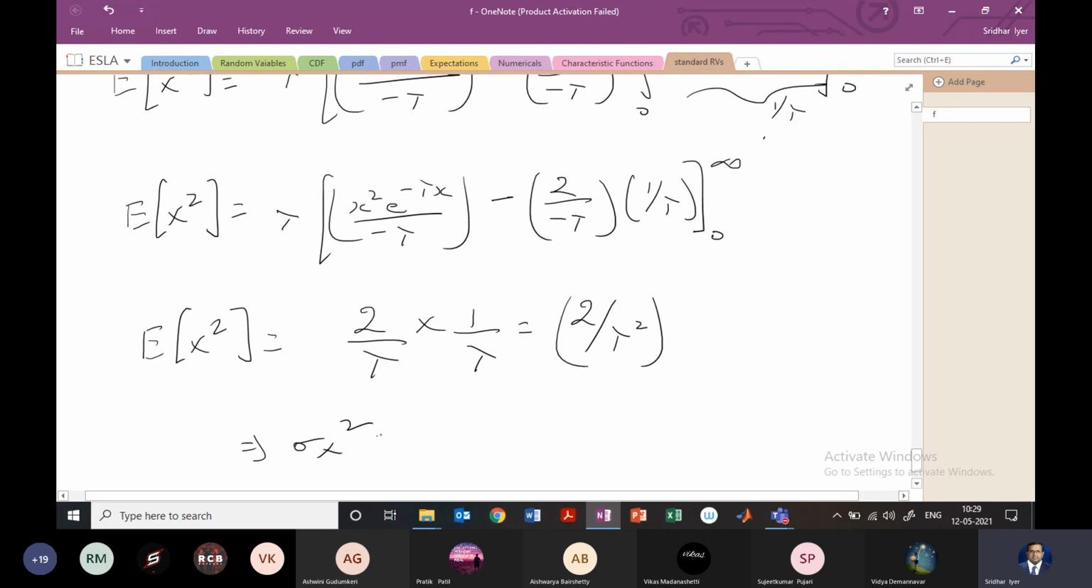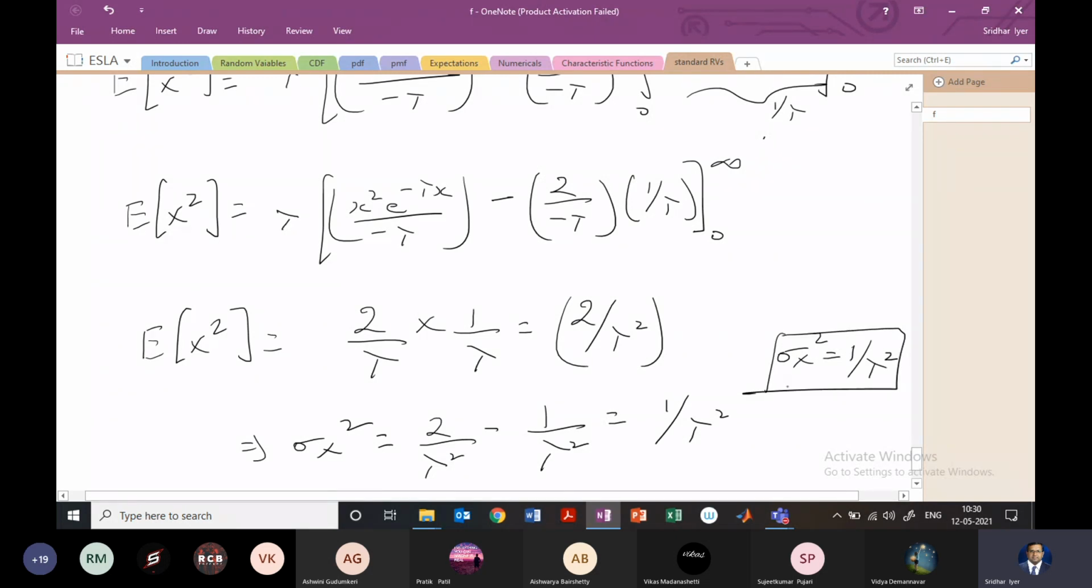Therefore sigma x square is E of x square, which is 2 by lambda square, minus mu x the whole square, which is 1 by lambda square. Therefore you'll end up with 1 by lambda square. So sigma x square, the variance for an exponential random variable, is 1 by lambda square.